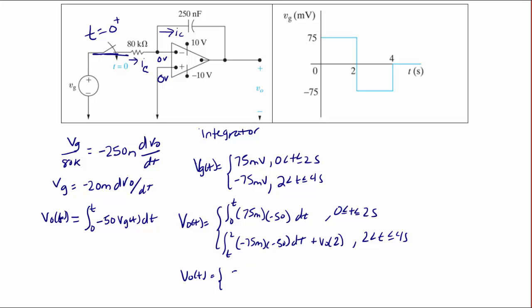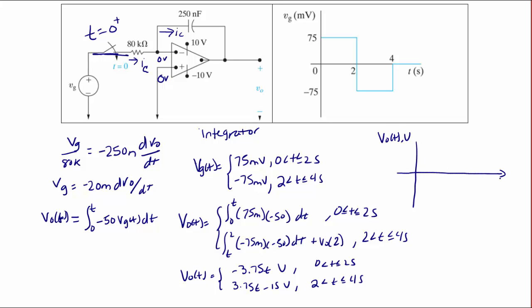So V0 of t is equal to negative 3.75 t volts between 0 and 2 seconds, and it's equal to 3.75 t minus 15 volts between 2 and 4 seconds. So the last thing we have to do is to create a sketch. The vertical axis is V0 of t in volts, and the horizontal axis is the time in seconds. From 0 to 2 seconds, we have a line that decreases with a slope of negative 3.75, so it goes to negative 7.5. And then between 2 and 4 seconds, we have a line that increases with a slope of 3.75 that stops at 0.